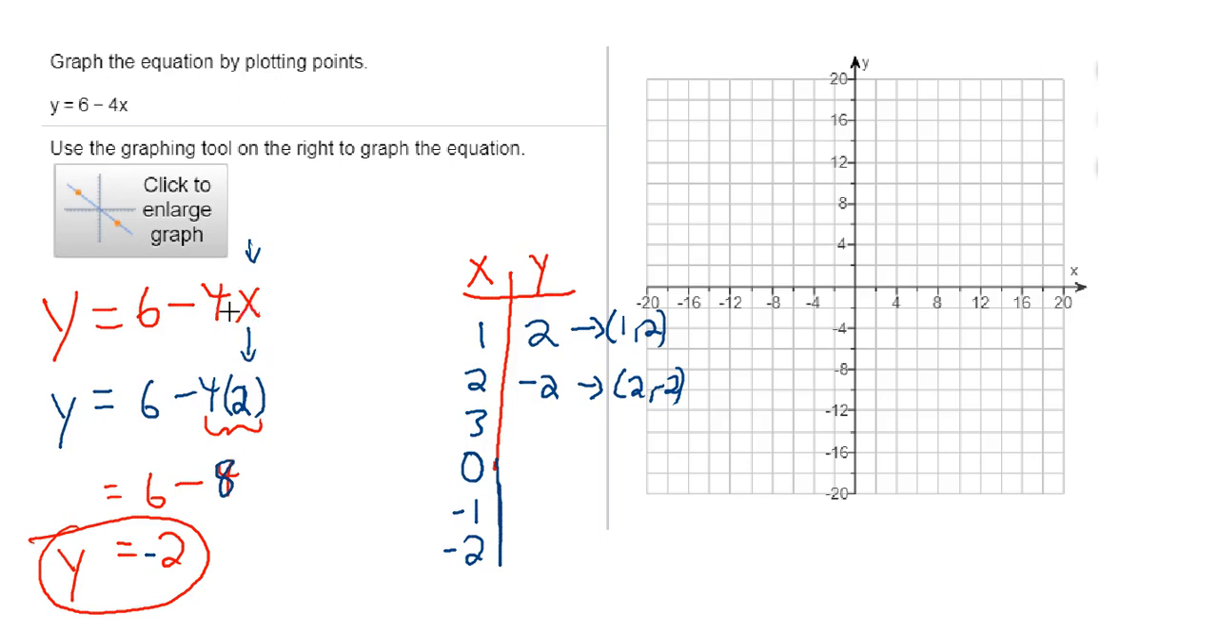If we plug 3 in for x, we will get -6 for y, right? Because 4 times 3 will be 12, and 6 minus 12 is going to be -6. If you plug in 0 for x, you would get +6 for y. If you plug in -1 for x, you'll get -4 times -1, which is +4. 4 plus 6 is going to give me 10. And if you plug in -2 for x, you would get +8, and you get 14.